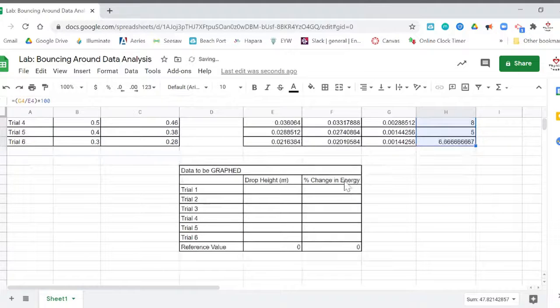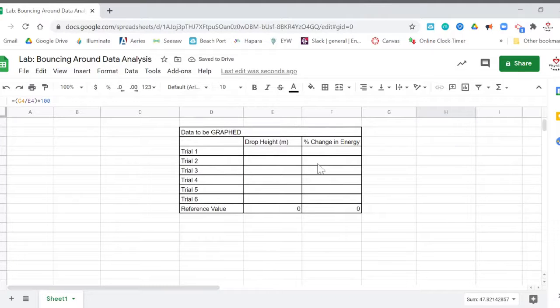I've got some values, and then you would then input your drop height and your change in energy values and graph those. Okay, so that is how you do the analysis for the bouncing around lab.